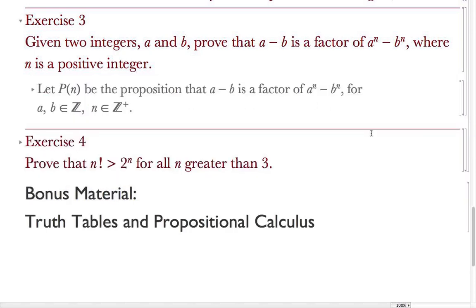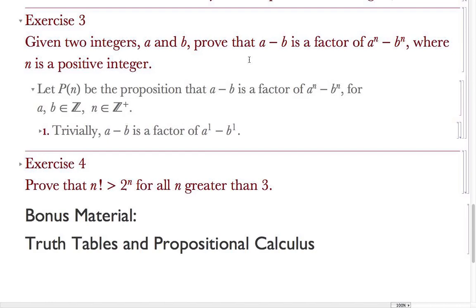So our proposition, of course, is that a minus b is a factor of a to the n minus b to the n, where a and b are integers, and n is a member of the integers with a little plus sign. What's that mean? That means n is a positive integer. The double-stroked Z stands for the integers, and when you add a little plus subscript to that, that means the positive integers. And so that's what we're saying here.